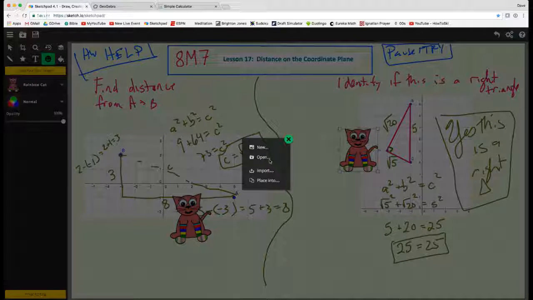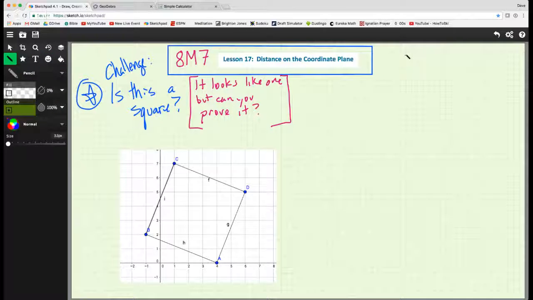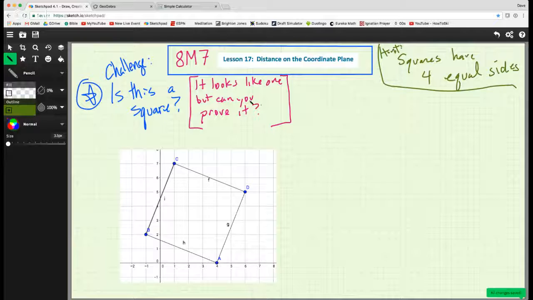And let's go into our last question. This is a challenge, and the question is: is this a square? Well, it looks like a square, but can you prove it's a square? And what do we know about squares? Squares have 4 equal sides. That's my hint. And you have everything you need to be able to answer this question.